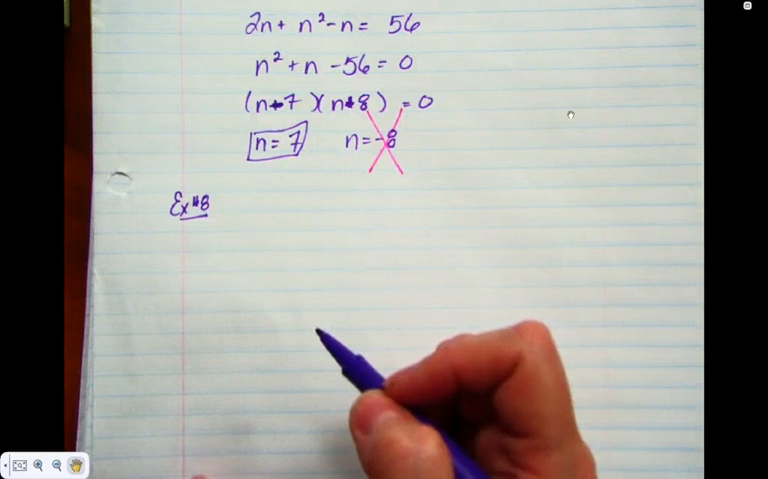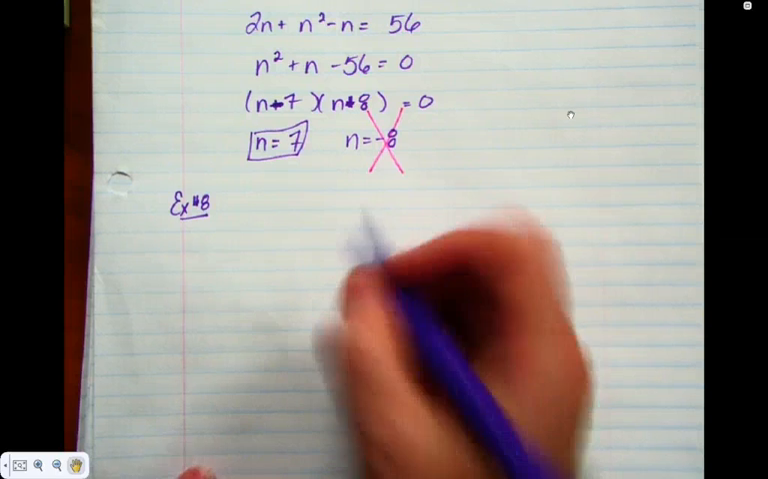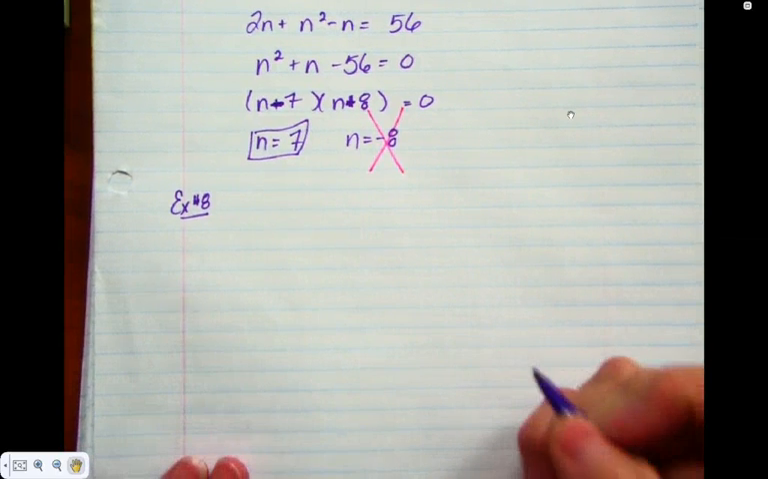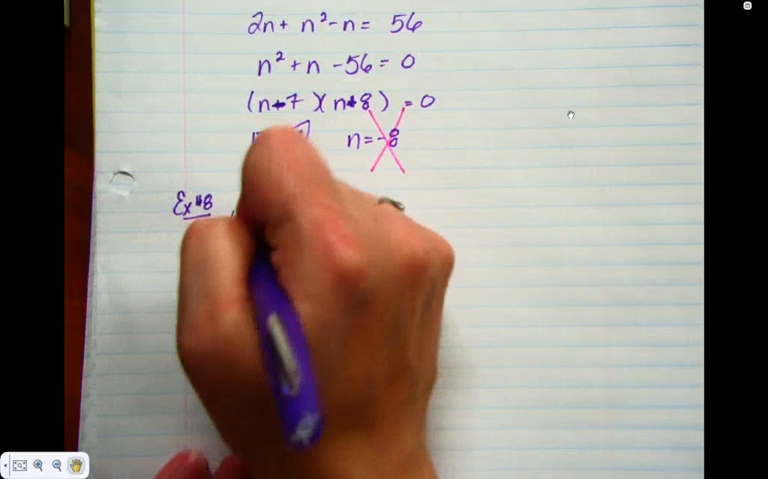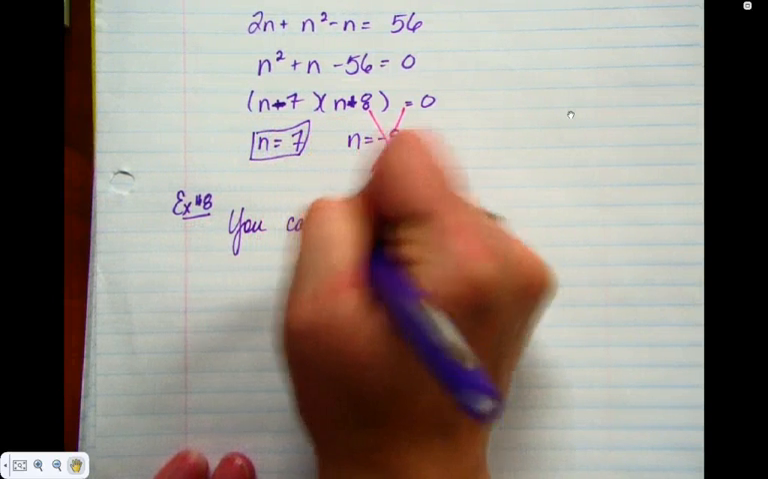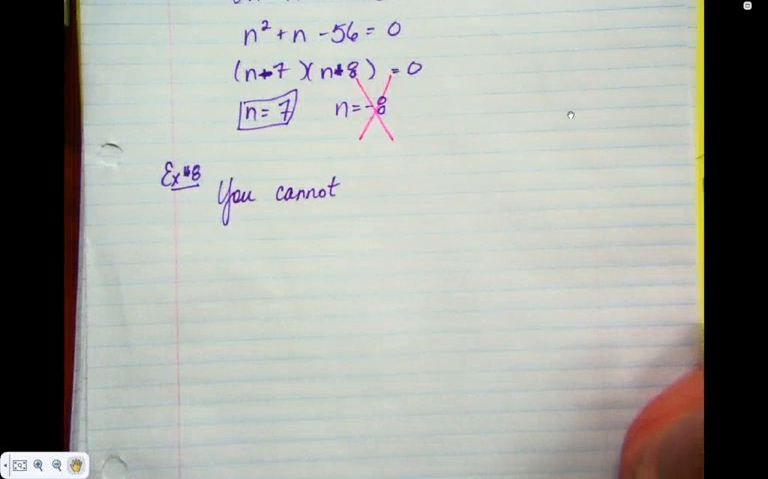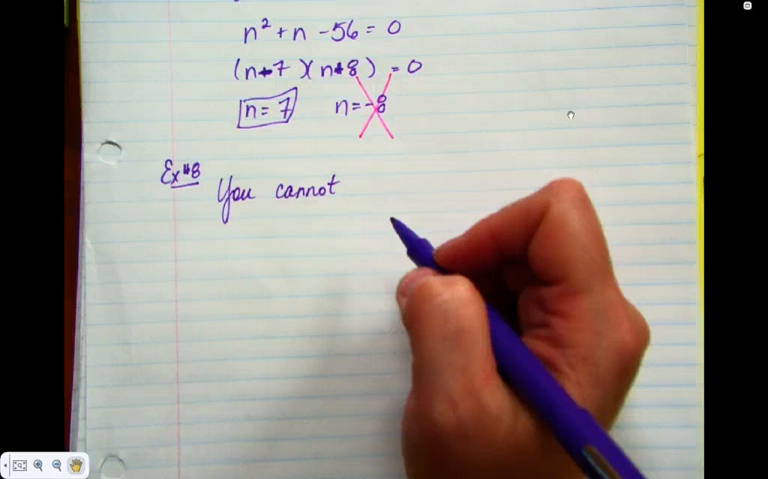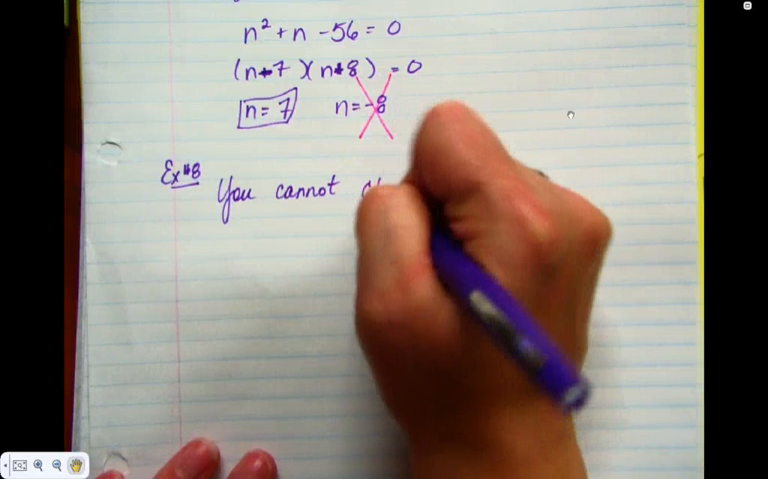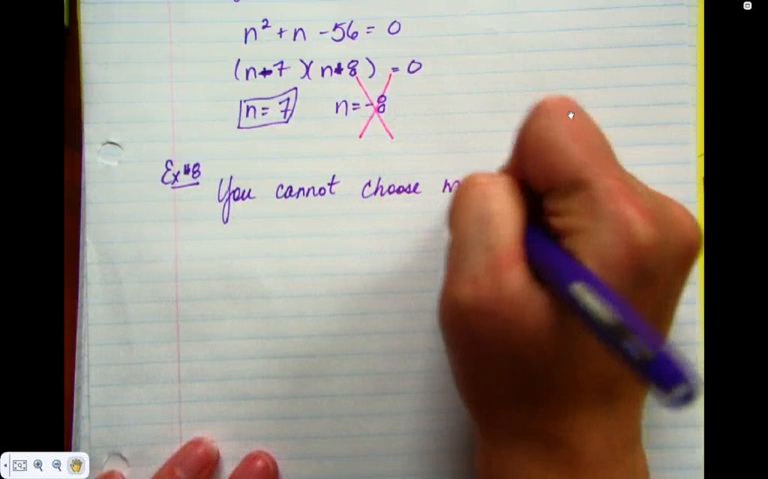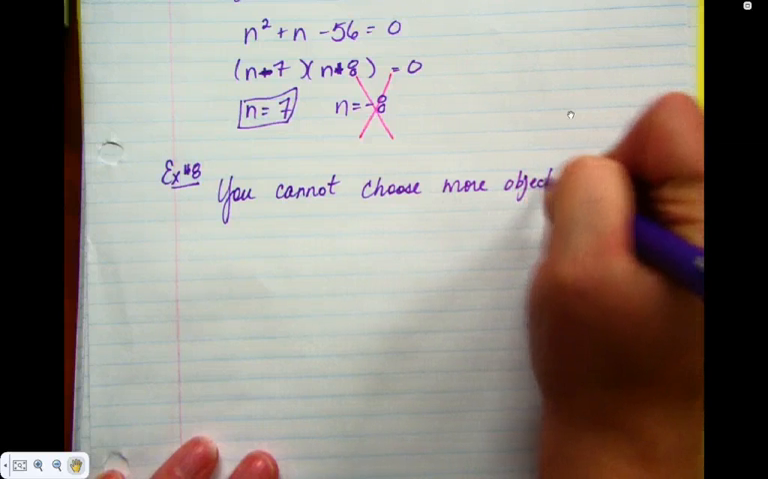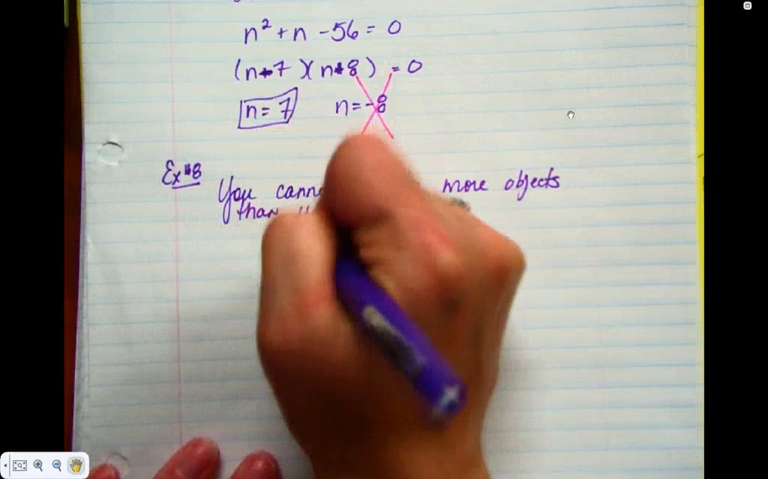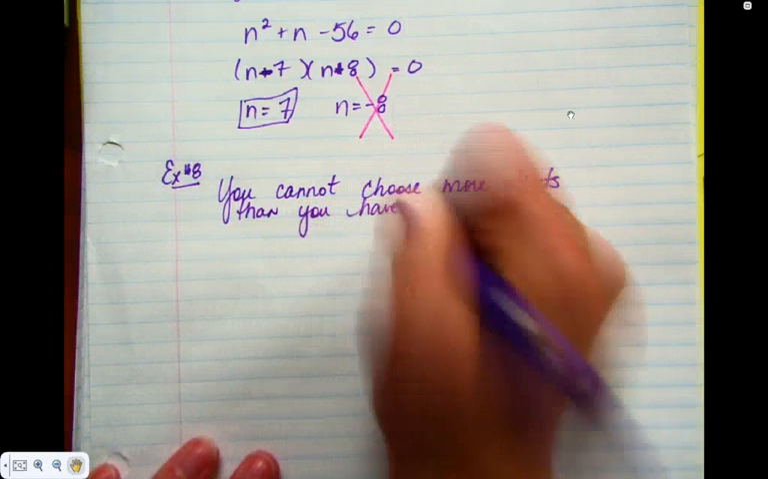Because? Please do not put in your exam because Ms. Thompson said so. Not so good. Can we write because math says so? No. You cannot. What does R represent? Number of objects chosen. So you cannot choose more objects than you have. You can't choose more objects than you have. Oh, I like that. That had a good ring to it.